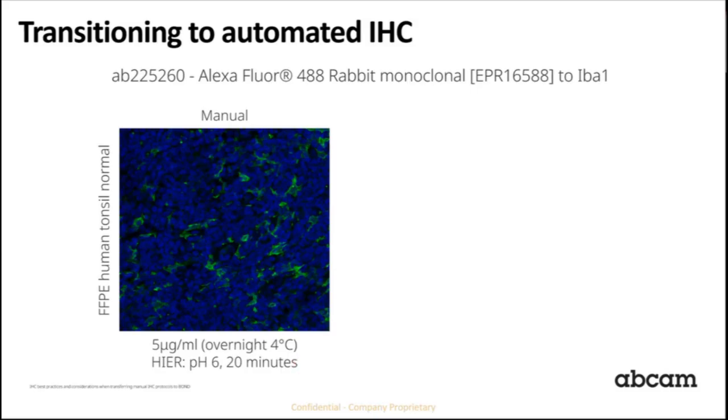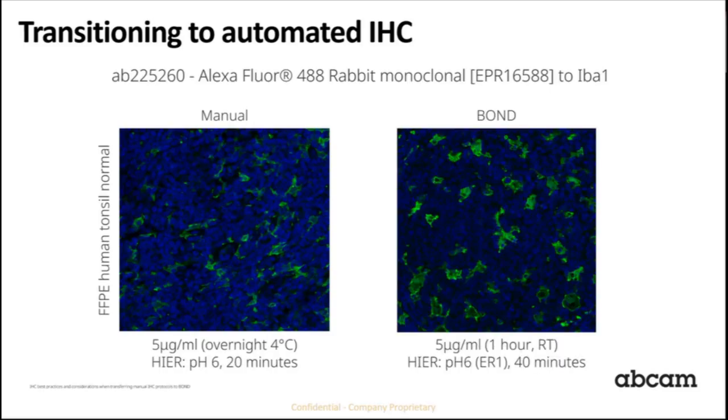But when you translate it to the automated staining, you can see that we need to use a longer antigen retrieval time so that the staining intensity will still be the same when we change the primary antibody incubation time to 1 hour at room temperature. Therefore, you really need to play around with the antigen retrieval condition and the time, as well as the primary antibody concentration when changing from manual to automated IHC to achieve the optimal staining.